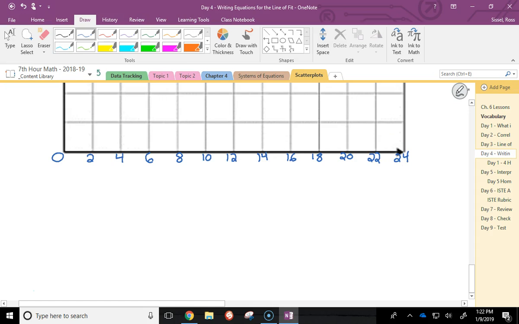So that's my x-axis, that's my scale. And if I'm being honest with you, to save time, right after I get done doing that scale, I'm going to label it. What is this 0, 2, 4, 6, 8? What's that represent? Years. So we're going to go ahead and write down years.